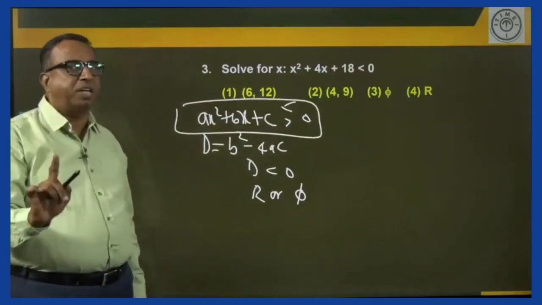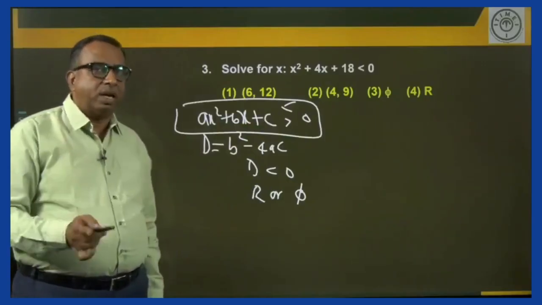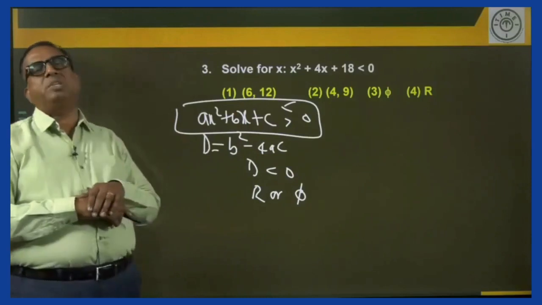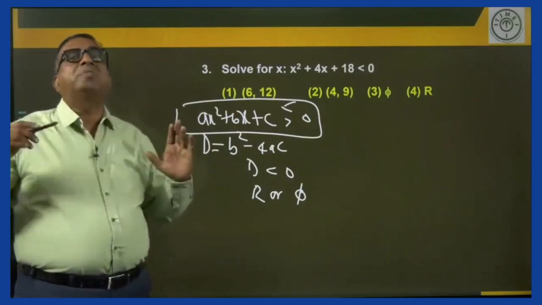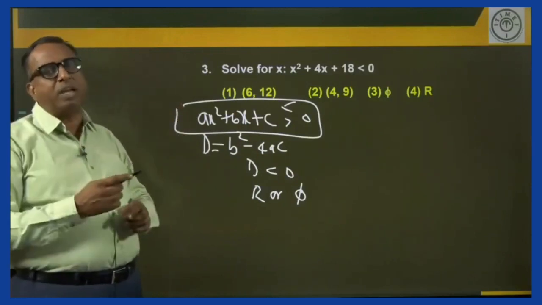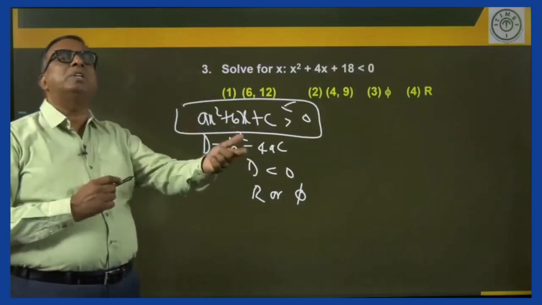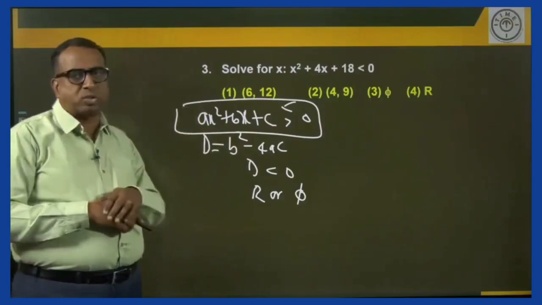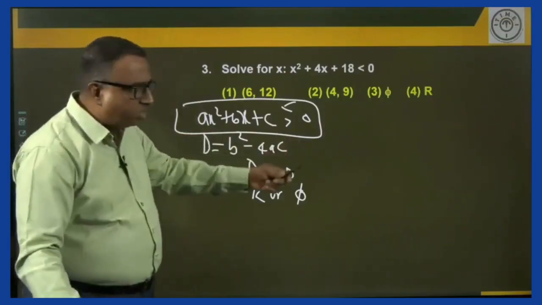Whenever you are given a quadratic inequality, అంటే less than 0 ఉండొచ్చు, greater than 0 ఉండొచ్చు. Discriminant అంటే b square minus 4ac ఏదైతే ఉందో, if that is less than 0, either all numbers will be solutions or no number will be a solution. ఈ విషయం రాసుకోండి. I am going to write it on the screen.